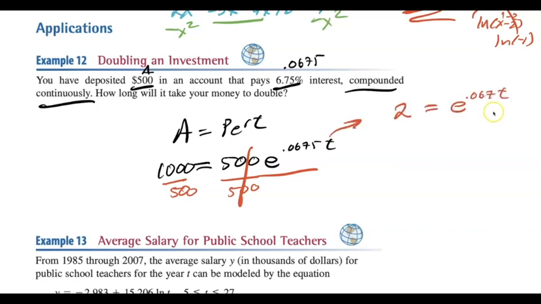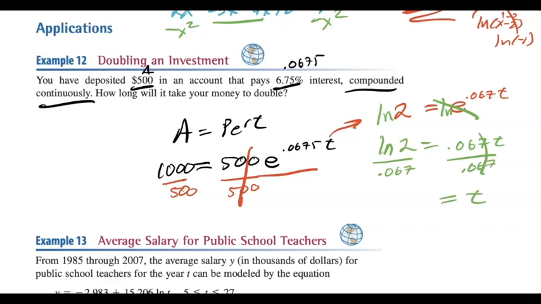We get to here, and then the way you always solve an exponential, if you can't get the bases to match, you take either the log or natural log of both sides. In this case, we'll take the natural log of both sides, because that e cancels out right away. You get ln 2 = 0.0675t. And now all we have to do is divide by 0.0675.